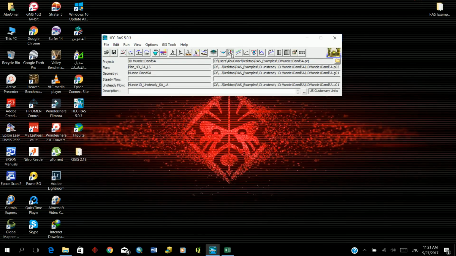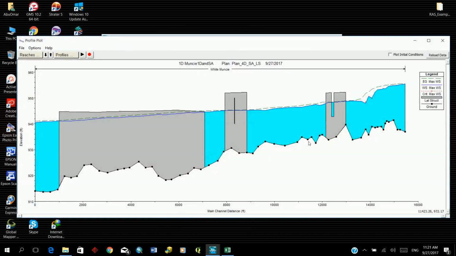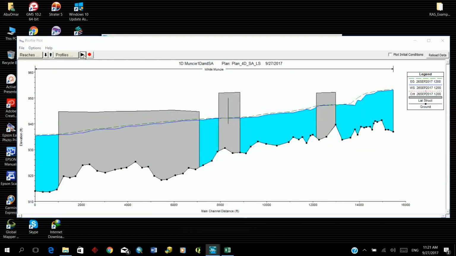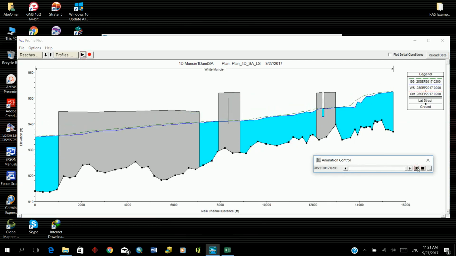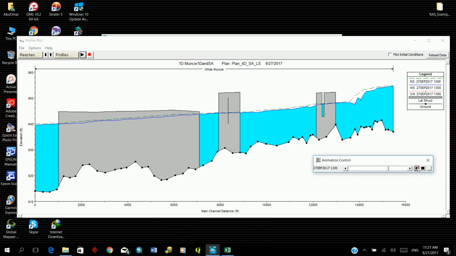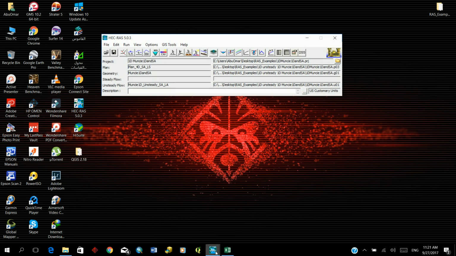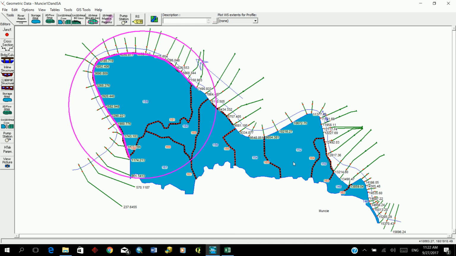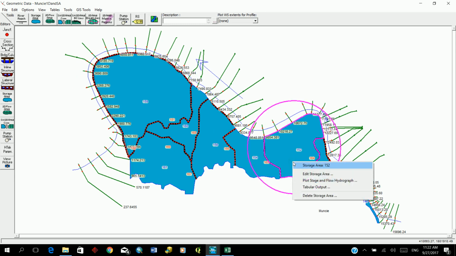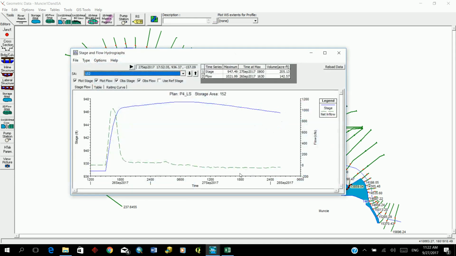Now, let's look into the storage areas and see how they are filled. So we go to the geometry. You select the storage area. I will select this one, which is closer to the breaching point. And then if you just select the storage area, it says plot stage and flow hydrograph. Select that option.